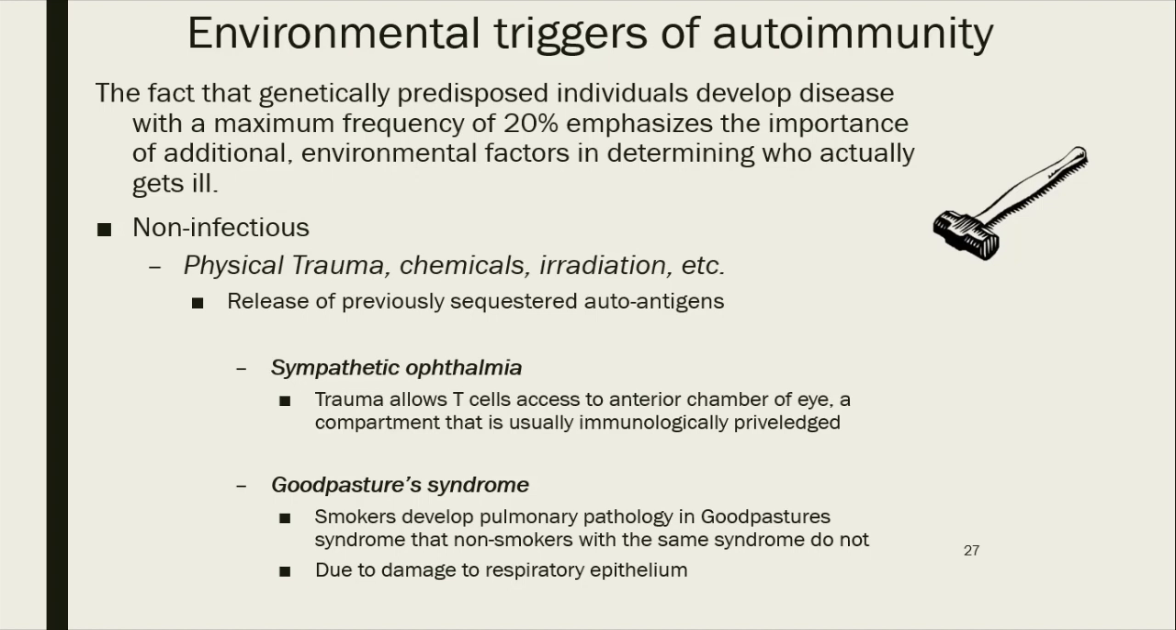Now, in terms of environmental triggering, you can broadly define two categories. First one is the non-infectious type of triggering, i.e. physical trauma, chemical or irradiations. Basically, these actions will release autoantigens that were previously sequestered, stored or shielded away.